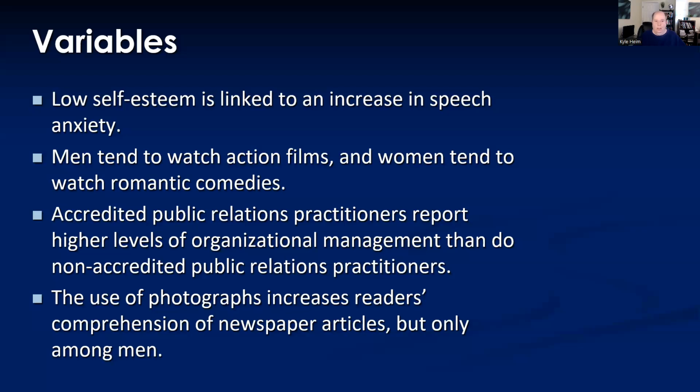Let's look at the final example. The use of photographs increases readers' comprehension of newspaper articles, but only among men. Okay. So what do we have as far as variables? We have use of photographs. That would be a variable. The photographs themselves are not a variable, right? But use of photographs is our variable. And then the other variable would be comprehension. Right? It's not the newspaper articles themselves that are the variable here. It's the comprehension of them. So comprehension would be a variable. So use of photographs would be our independent. Comprehension would be our dependent.